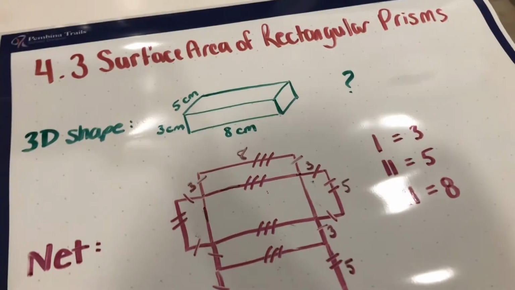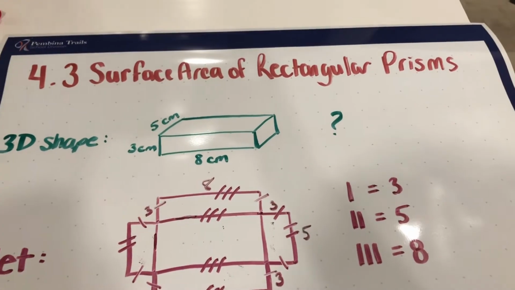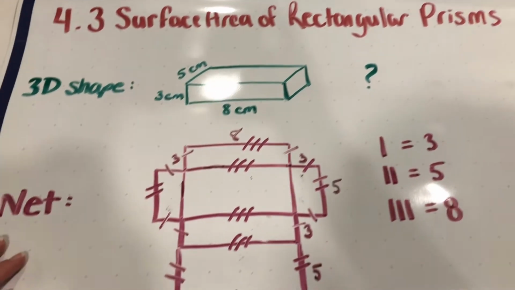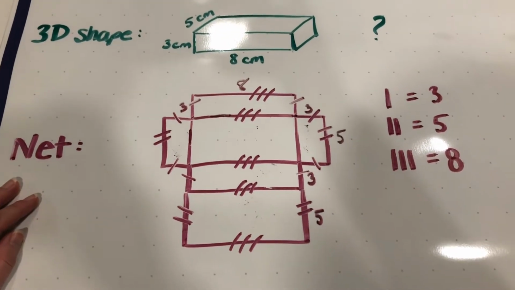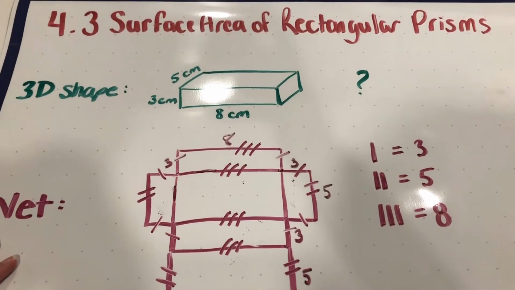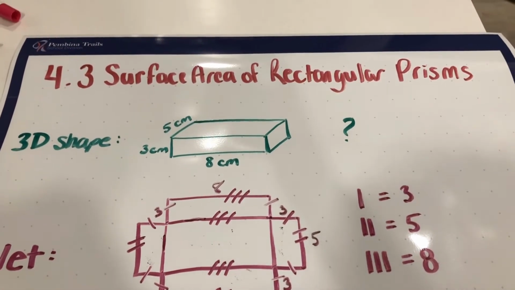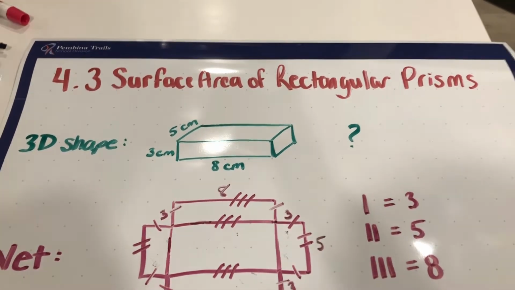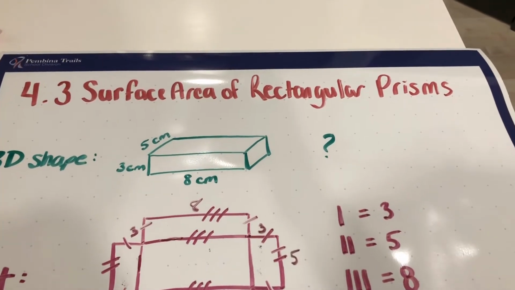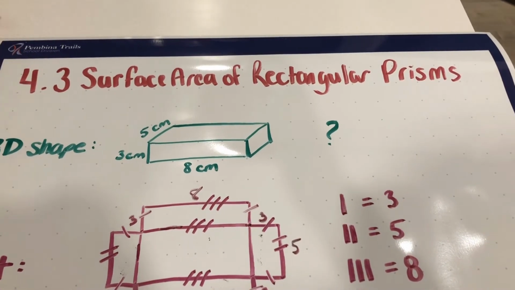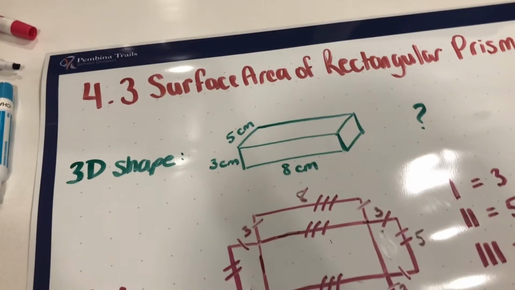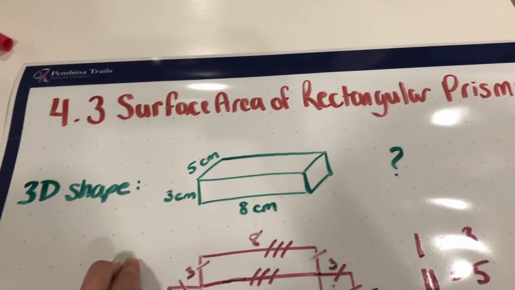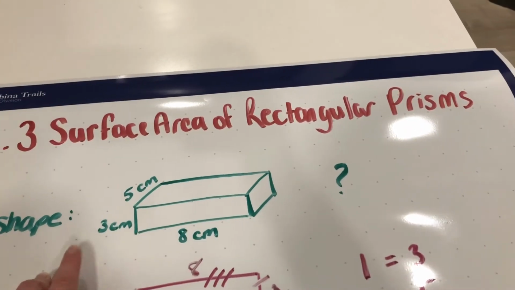Okay, so we spent some time looking at nets. And remember that the net is the flattened out version of a 3D shape. With this lesson, we're moving into chapter 4.3 and we're going to look at how to calculate surface area of a specific 3D shape. This one is called our rectangular prism.